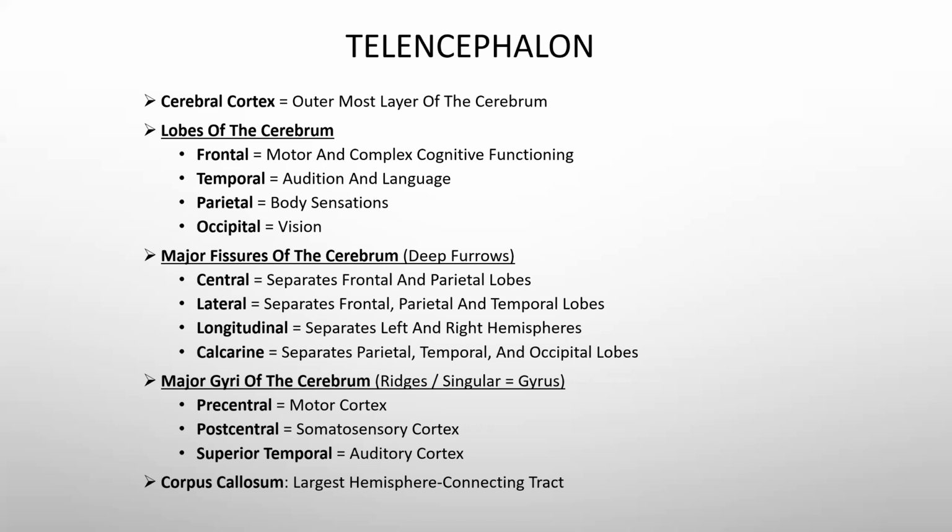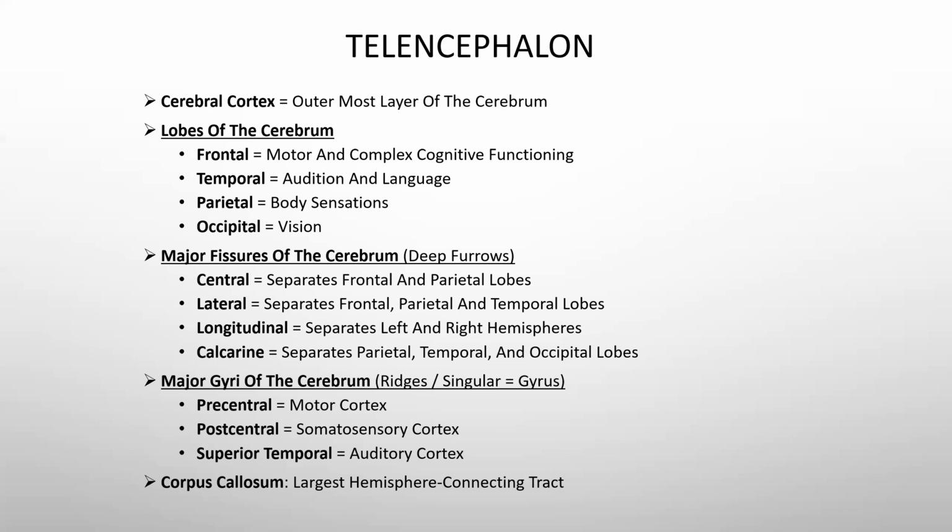Okay, now we are up to the telencephalon. So remember, T for top, telencephalon. So here we have the cerebral cortex, which is the outermost layer of the cerebrum. And then you have the lobes of the cerebrum, the frontal lobe, which is specific for motor and complex cognitive functioning, temporal lobe for audition and language, parietal lobe for body sensations, and occipital for vision. Okay? So again, frontal, temporal, parietal, and occipital.